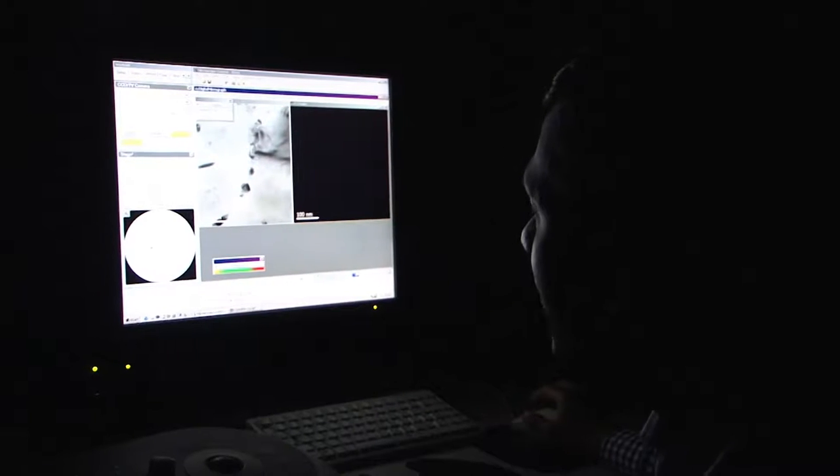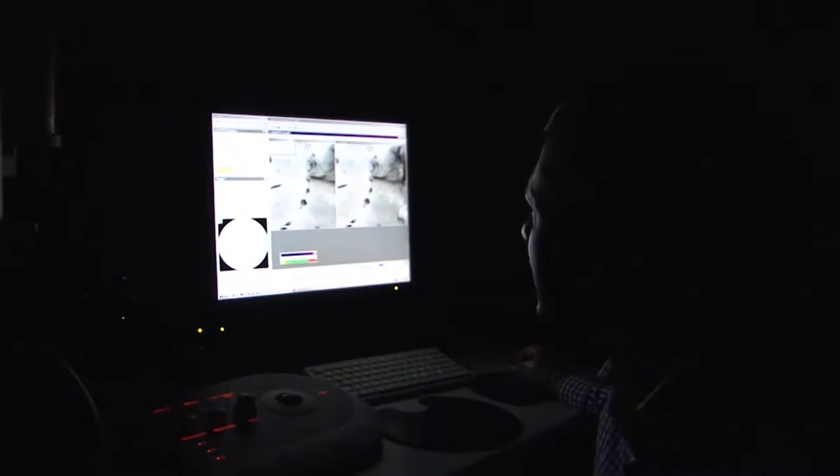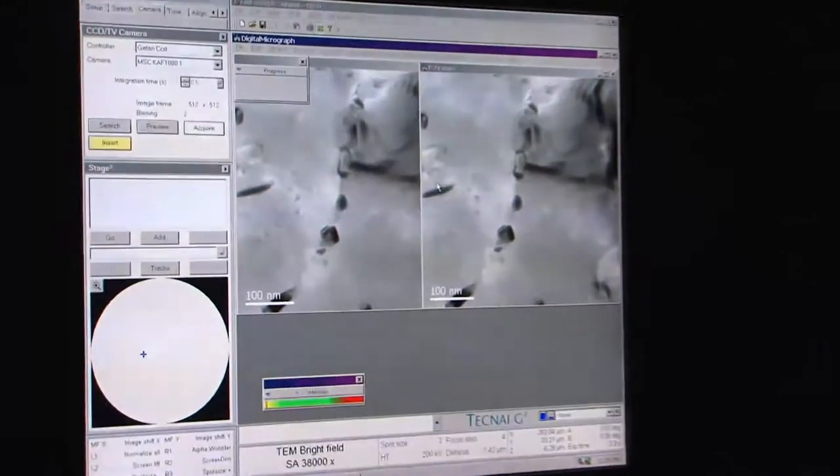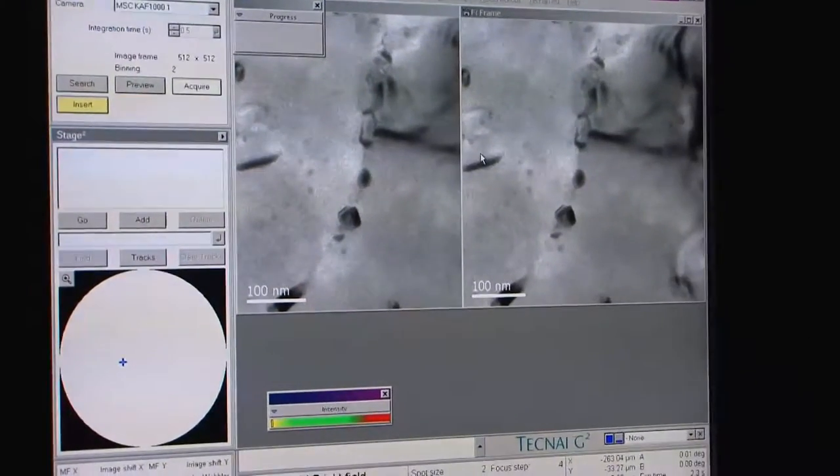So let me now go back to the microscope and try to figure out a diffraction pattern. This is very typical in the microscope. Nowadays everybody grabs the images on the computer screen.